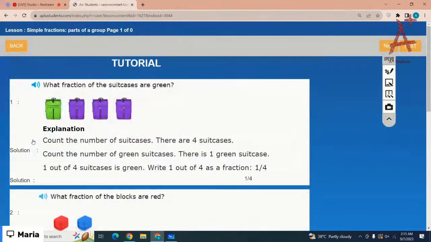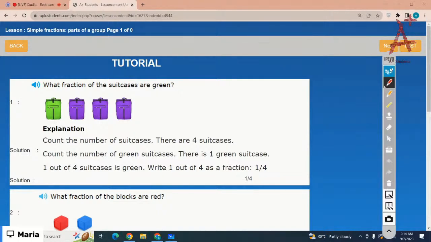What fraction of the suitcases are green? So let's count all the suitcases, right? We have one, two, three, 4 suitcases, and out of the 4, just one is green, right? That means 1 out of 4 is green, and in the fractional form, you can write it as 1 over 4, right? So that would be 1 out of 4.